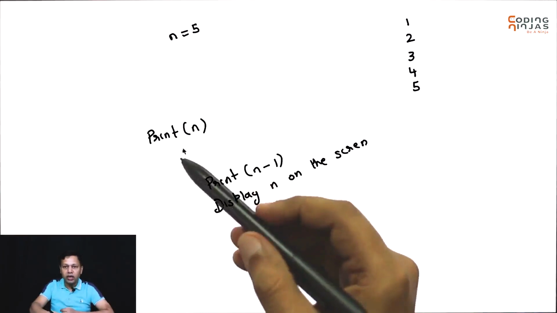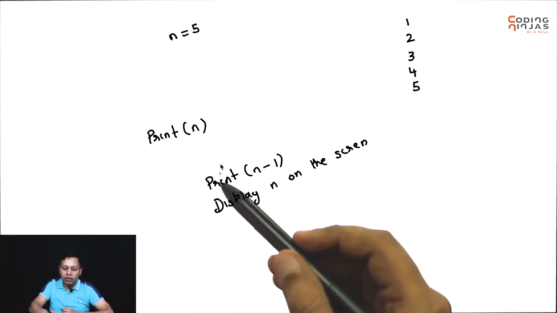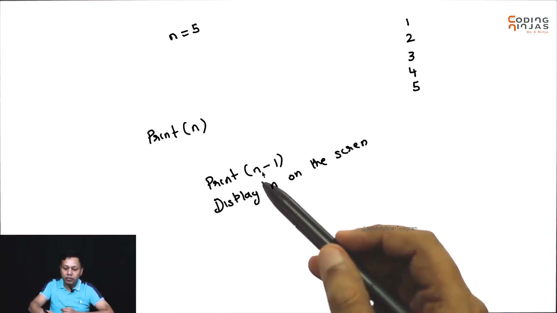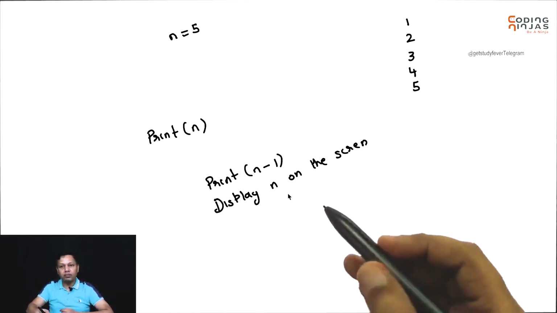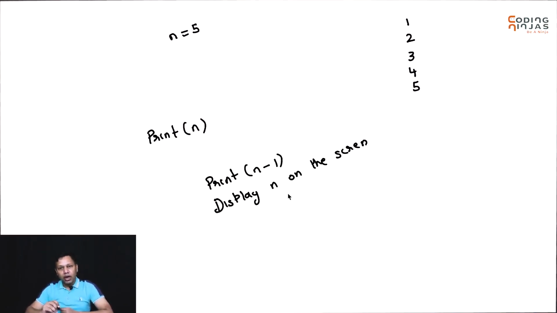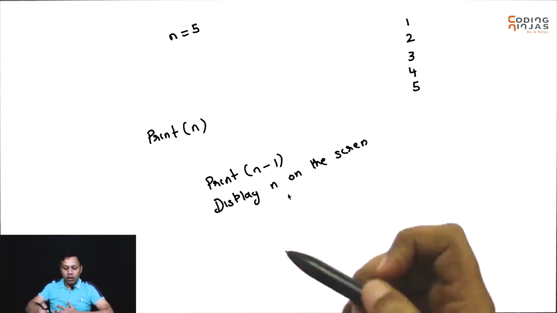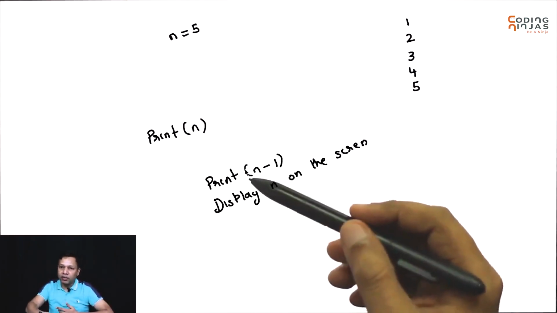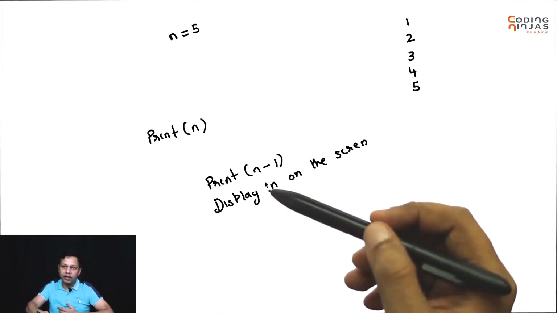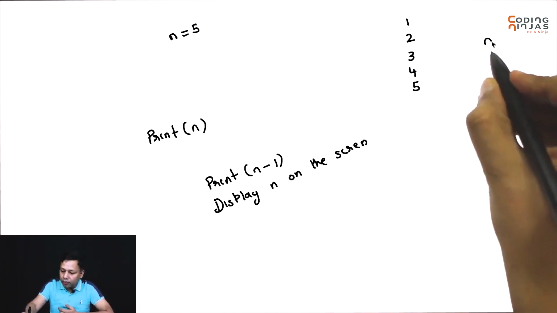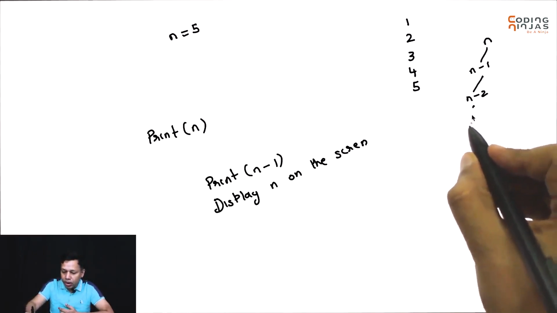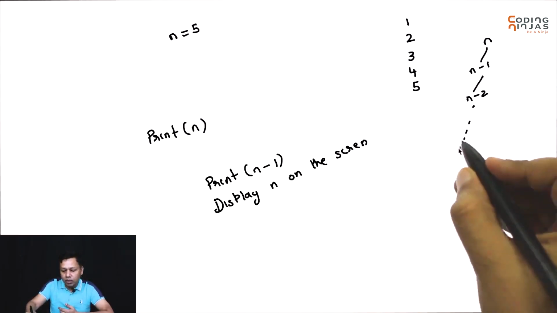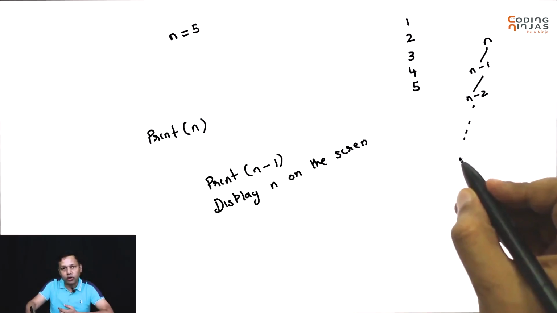If I have to print numbers from 1 to n, I simply have to call print numbers up till n minus 1, and then at last I have to display the number. But I also have to stop somewhere, because print n will call print n minus 1, then this will call print n minus 2. So it has to stop somewhere. Where do you think it should stop, or what should be the base case?